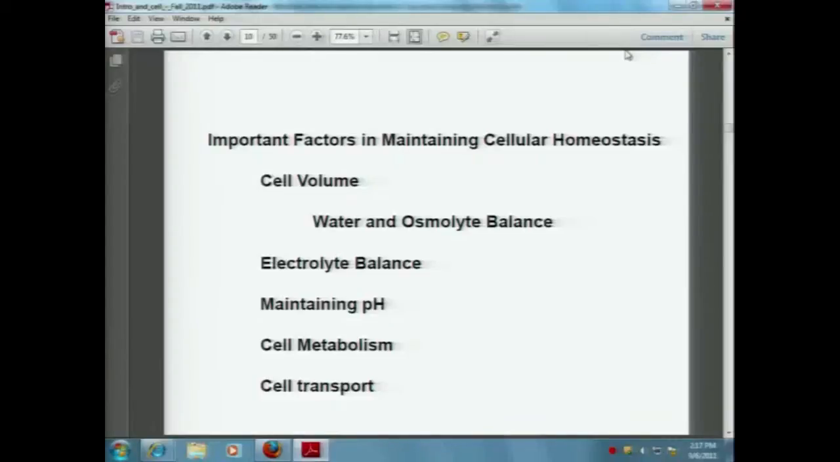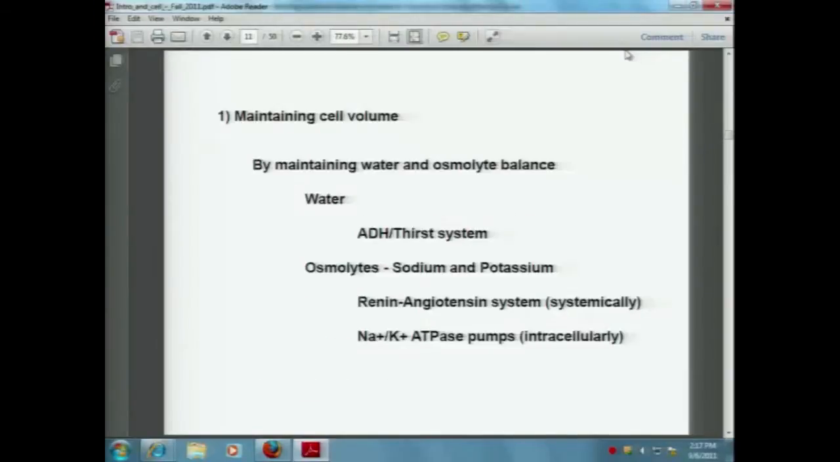What happens when we get changes in pH? Who's affected most? Proteins, right? And so every enzyme in our body is a protein, and every reaction in our body is catalyzed by an enzyme. So pH is very, very tightly maintained. Cell metabolism. The cell has to be able to synthesize ATP and then utilize ATP. Cells don't last very long if they can't synthesize and hydrolyze ATP. And cell transport. The cell has to be able to regulate trafficking across its membrane.